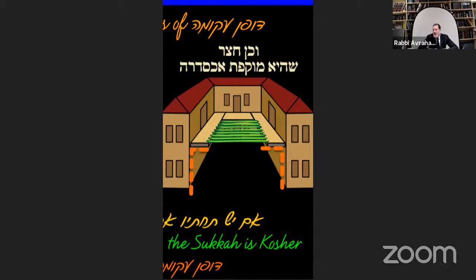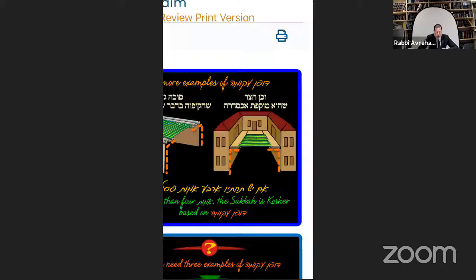What is the disadvantage? That the schach is not touching the walls. So the same thing will be over here. That as long as you have less than 4 amas from the wall of the bottom house until the beginning of the schach, we can use the walls of the houses for the schach. Doifen akuma. Case number 3, sukkah gedoyla sheikifur b'davar she'emesachin boy.